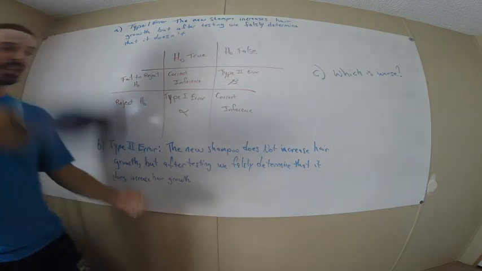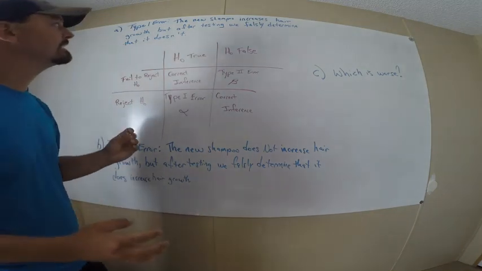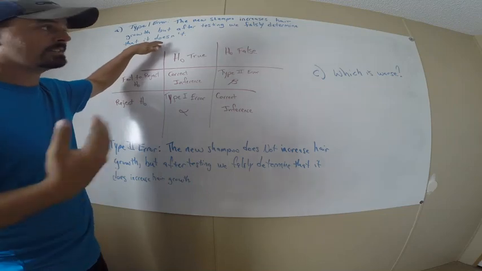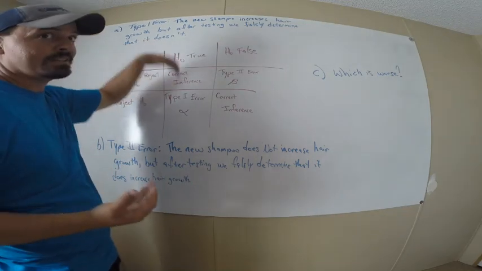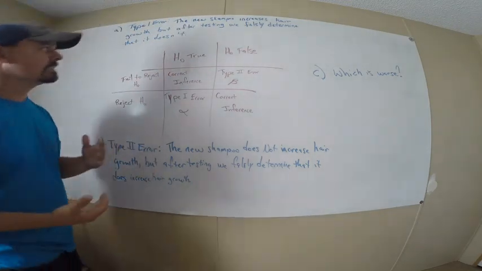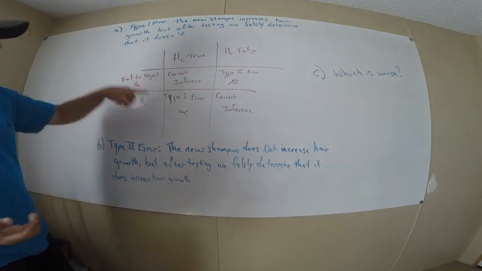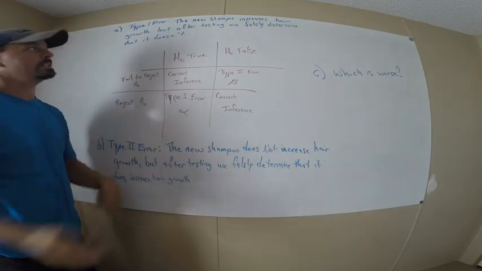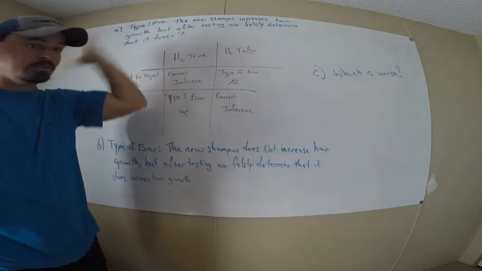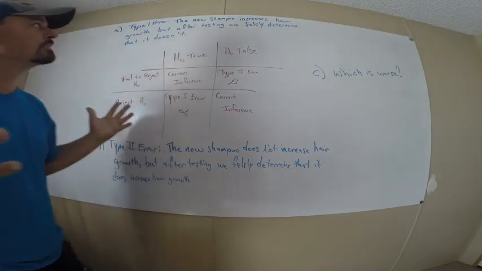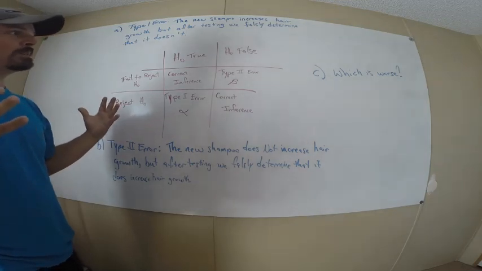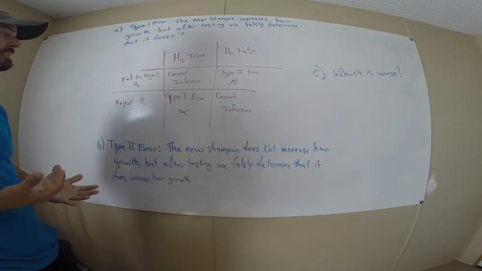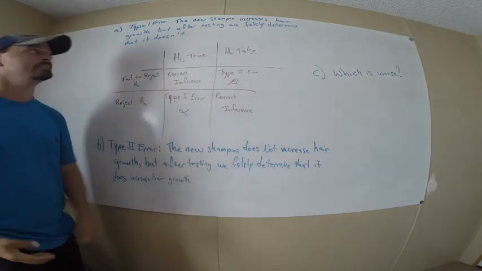But after testing and running our hypothesis test and doing all the math, for some reason we determined that it doesn't actually increase hair growth, when it actually does. Does that make sense? So, type 1 error, if we go right here, null hypothesis is true, but for some reason we reject it. So here the null hypothesis was true. It does actually work. It increases your hair growth. But after we tested it, we determined that it doesn't. For some reason, the math, we determined it doesn't increase the hair growth. Okay, but it actually does.